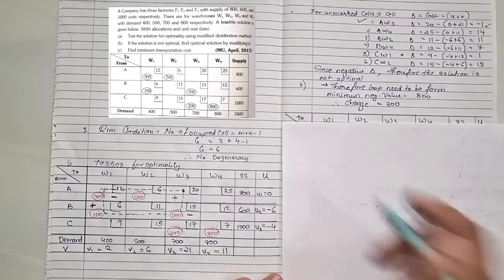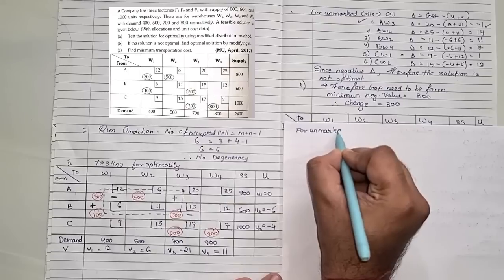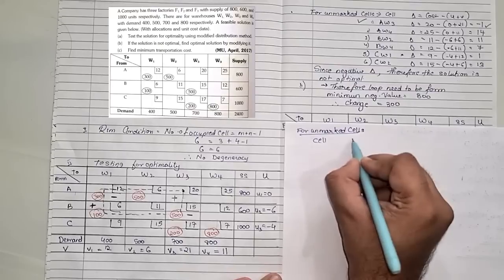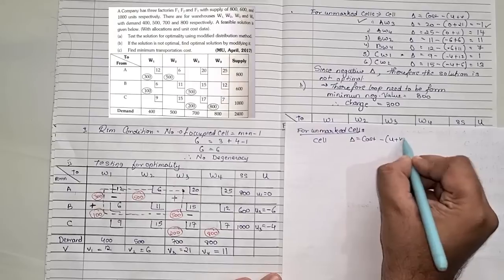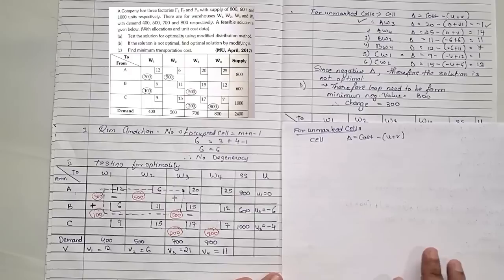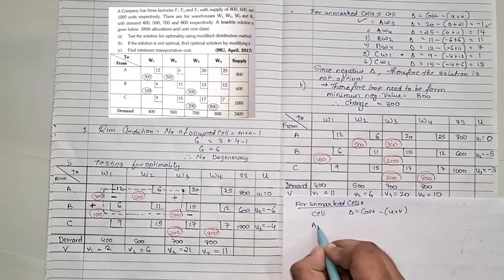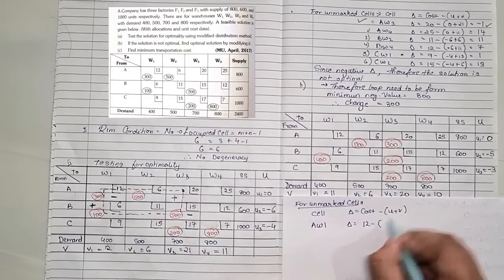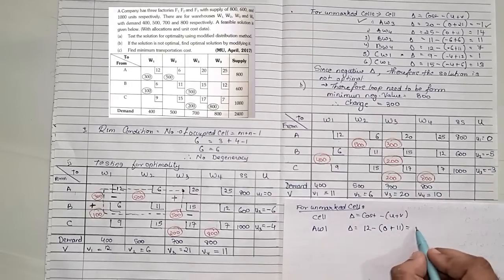So I'll take an extra sheet. So I'll write here for unmarked cells. Okay, the formula is, we need to find the change, which is cost minus u plus v, to check whether we are getting an optimal solution or not. Okay, now check which cells are unmarked. So I can have AW1 where the change is 12 minus u is 0 plus v1 is 11. So which comes to 12 minus 11, which is 1.